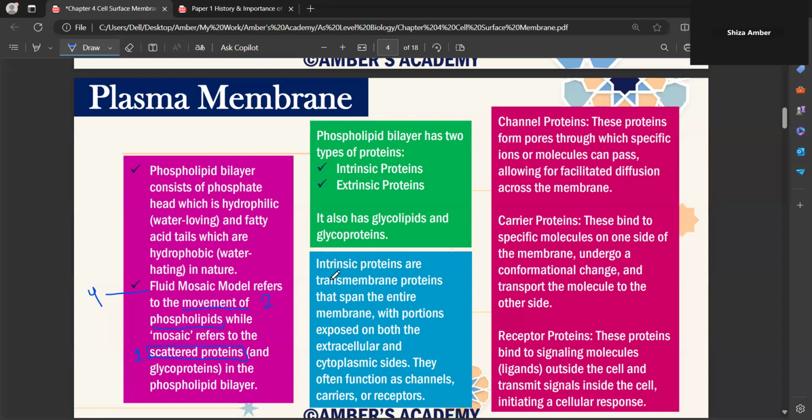Now let's talk about intrinsic protein. So intrinsic proteins are those proteins which are inside your membrane. You can also call them transmembrane proteins, and they span over the entire membrane.